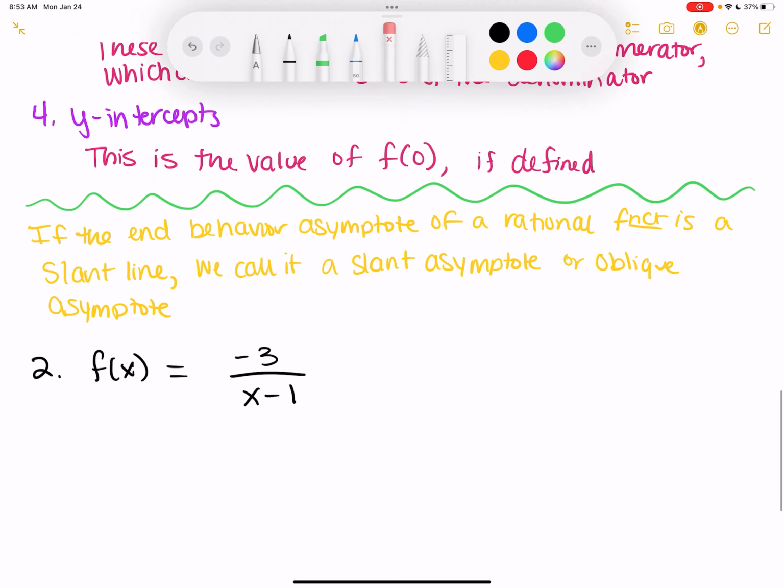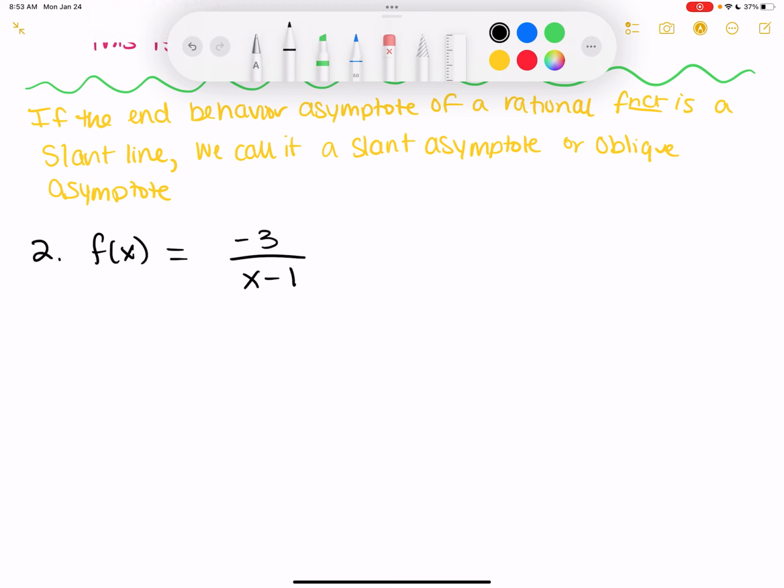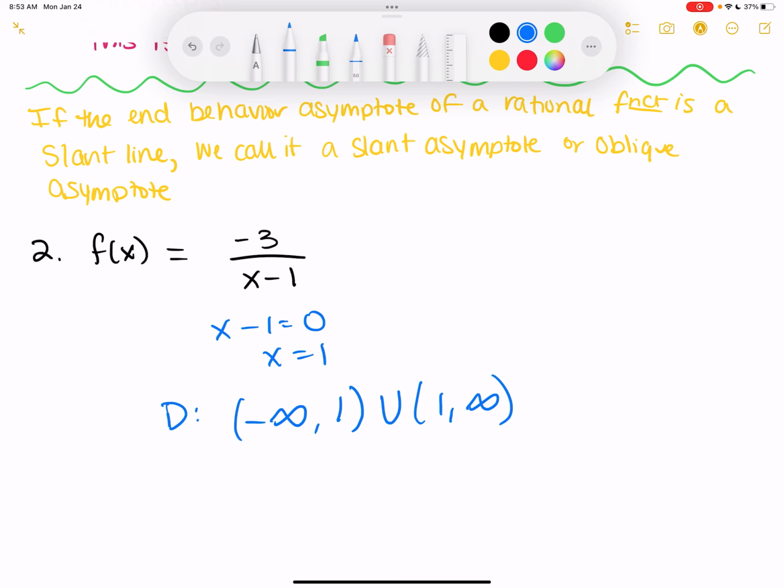So do like the domain thing again? Just to show what's happening, yeah, basically. So x minus 1 equals 0, so x equals 1. So that means that the domain is everything except for 1. Sometimes there will be multiple numbers, but in this case it's just the 1. So our domain we write as -infinity to 1, union 1 to infinity. So all numbers except for 1 work.